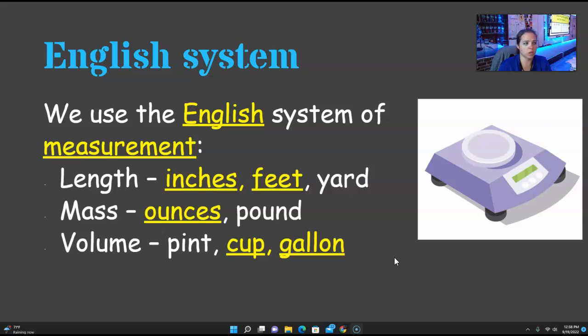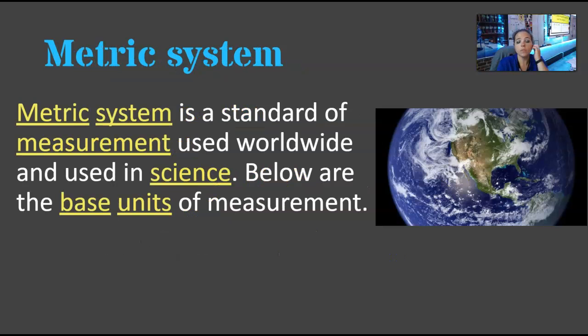So the English system, that's the stuff that the United States tends to use. It's the English system of measurement, which means when we measure length, usually it's in feet, inches, yards, and so on. Mass, you find ounces and pounds, and volume, pint, cup, and gallon. However, because we are dealing with science and science is universal, we tend to use the metric system. And that is a standard of measurement used worldwide, the whole world, for science.